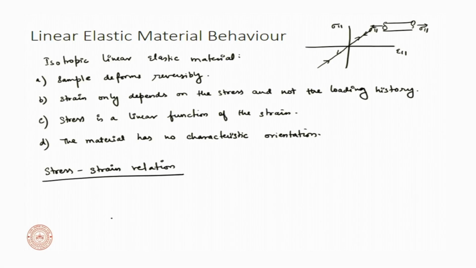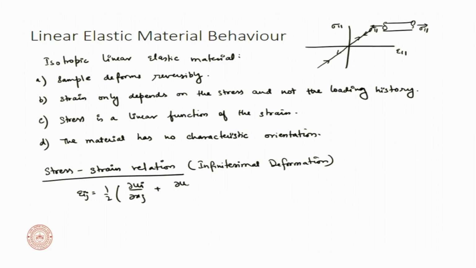For these isotropic linear elastic materials, let us first just pick up that our strain epsilon ij, and we are doing it for infinitesimal deformation, epsilon ij is 1 by 2 del ui by del xj. Okay, and we have that all the stress measures are the same, sigma ij equals to other stress measures.